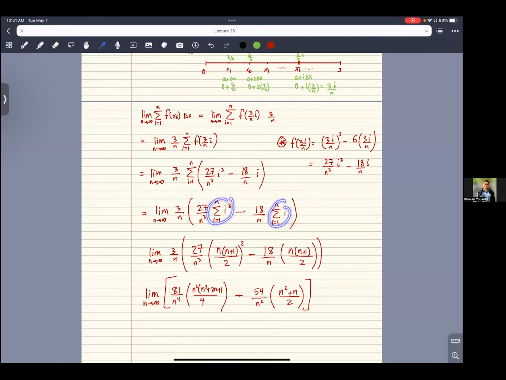So I remove it. How do I remove it? By using the property. Now it's easy to find the limit. Now we need to find the limit. Our goal is to find the limit. But which limit? When n goes to infinity.